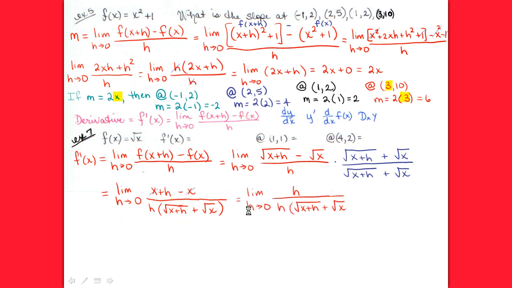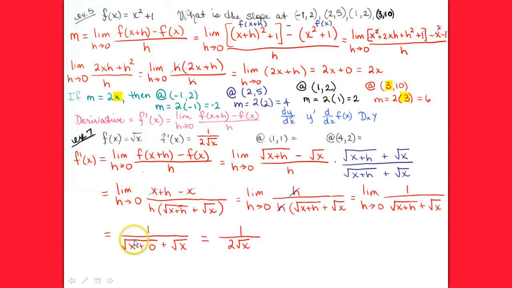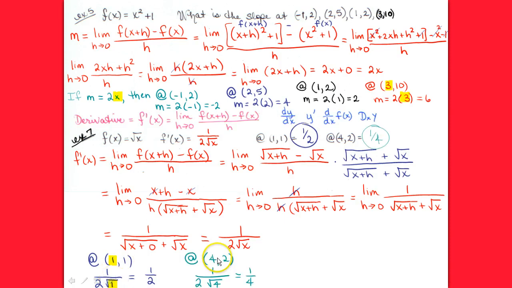So my x's will drop each other out, and then the h will cancel in the numerator and denominator, leaving me a well-behaved function that I can use direct substitution. Now, when I plug 0 in for h, I'm going to get 1 over the square root of x plus the square root of x, so that's 1 over 2 square roots of x. Again, that's an equation then that I can use to evaluate the slope at the different points. So at (1, 1), I can put 1 in for x, and I get 1/2. At (4, 2), I can put 4 in for x, and I get 1/4.